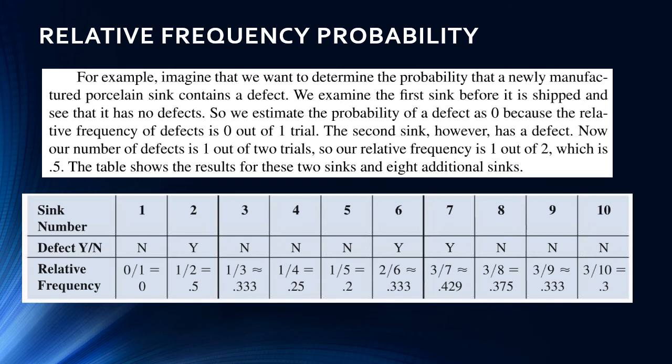So the idea here is that we use this relative frequency probability to kind of show what's happening over time. And you might think of this like when you shop online and you see the number of stars or ratings that people have. This is kind of a relative frequency thing, like how much do people like this? How reliable is this product?